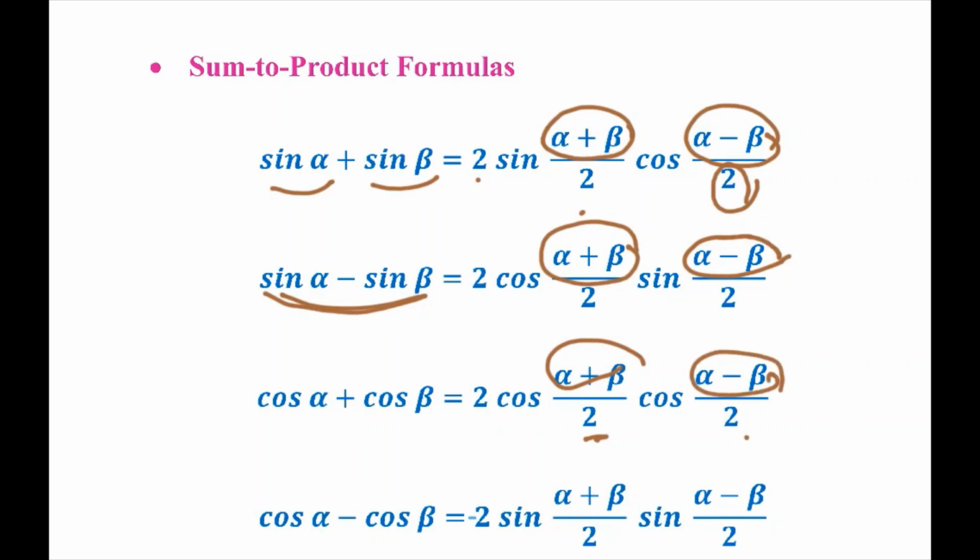Finally, cosine alpha minus cosine beta will be -2 sine the addition of the two angles divided by 2 multiplied by sine alpha minus beta divided by 2.